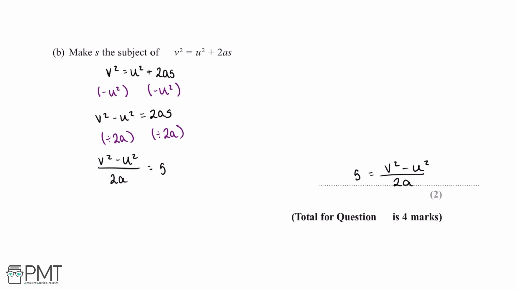Now this question's worth 2 marks. We'll get our first mark for minusing u squared from both sides of this equation. And we'll get our second mark for completing the method in order to get the correct final answer.